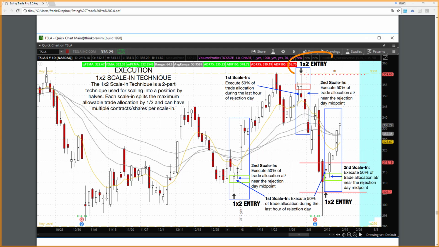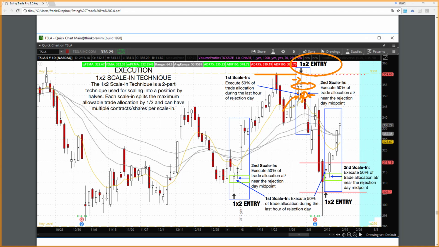Over here, another 1x2 entry. A great rejection day at resistance. Price closes way lower below the previous session's mid. And so again, this gives you an opportunity to enter that trade at the end of the session on day one rejection. And then on day two, if price opens below the previous low, any pullback into the prior close or open offers an opportunity here to defend and get in the trade.